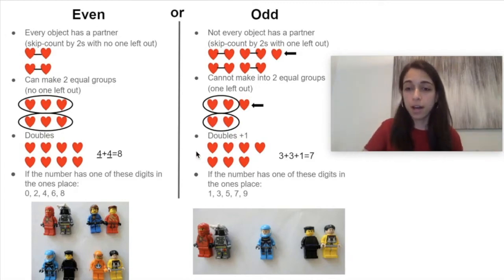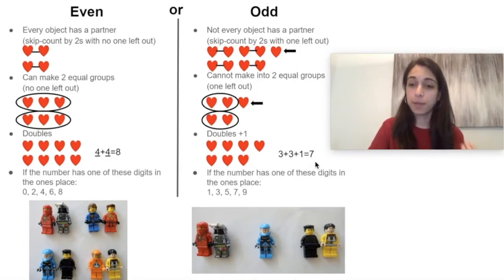Now, if it's odd, the reason it's doubles plus 1 is because we've talked about there's always that one person or thing left out. Well, you can make doubles to get to the number right before it, and then add 1 to get to that odd number. So with 7, the number right before it is 6, and the doubles fact for 6 is 3 plus 3. So if we add 1 more, then we'll get 7. So 3 plus 3 plus 1 is 7, which is making me think that the number before an odd number is always even.